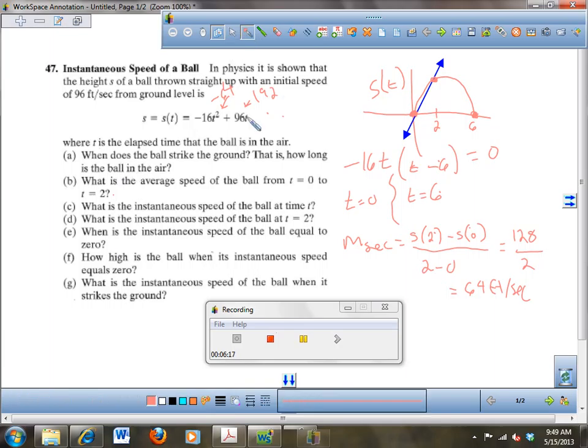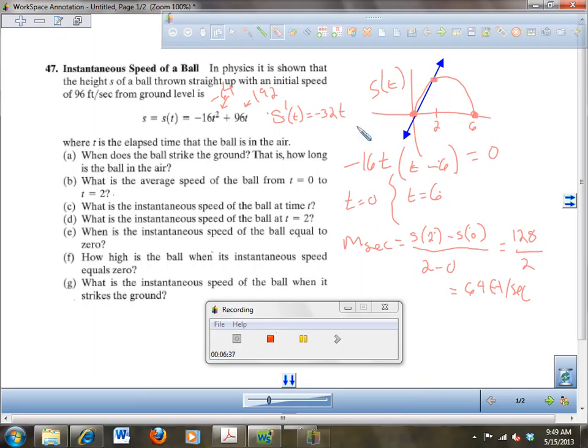So the derivative, s prime of t, can anyone tell me how I find that using the shortcut? Do you guys remember? 2 times negative 16 gives you negative 32. This goes down by 1 exponent to t, so it's now t to the first. And the exponent of this is 1, so you go 1 times 96, which is plus 96, t to the 0, which is just 1. So this right here, s prime of t, is the equation of the derivative at any time.